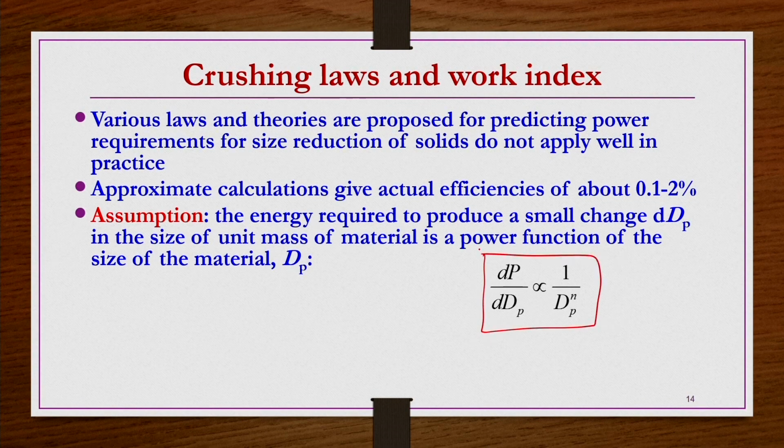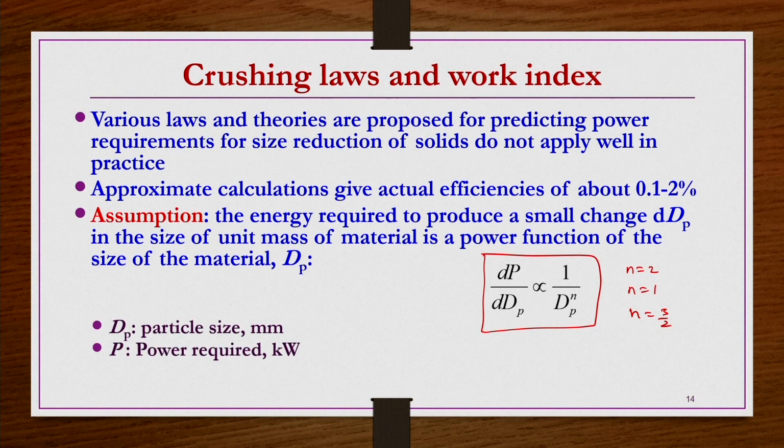This is a generalized assumption. If you take n equals 2, you may get one law. If you take n equals 1, you may get another law. If you take n equals 3 by 2, you may get another crushing law. So, different crushing laws are generalized by this particular assumption. So, here dP is particle size which is in mm, P is power requirement in kilowatts, and m dot is the mass flow rate which is in tons per hour.